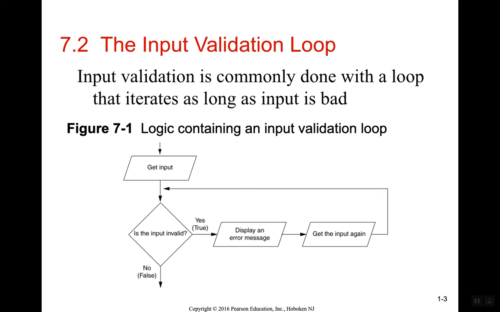Typically we do input validation with a loop. It's typically a condition-controlled loop, so a while loop and an if statement. I'm going to continue to prompt you. I'm going to get the input and check to see if the input is valid. If it's not, I'm going to display an error message and prompt you to enter the input again, and then just keep doing that in a while loop. Is it valid? No, print an error message, ask you again. Is it valid? No, print an error message, ask you again. Is it valid? Yes. Okay, now I can continue.